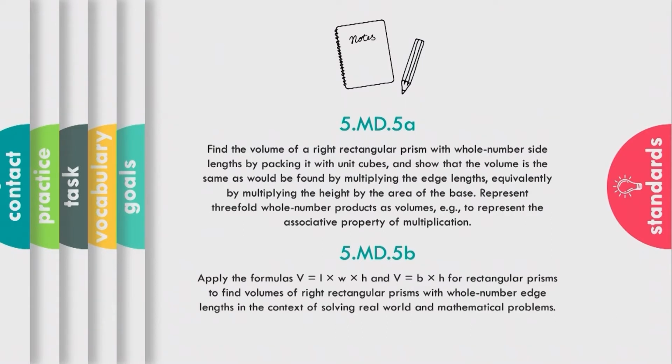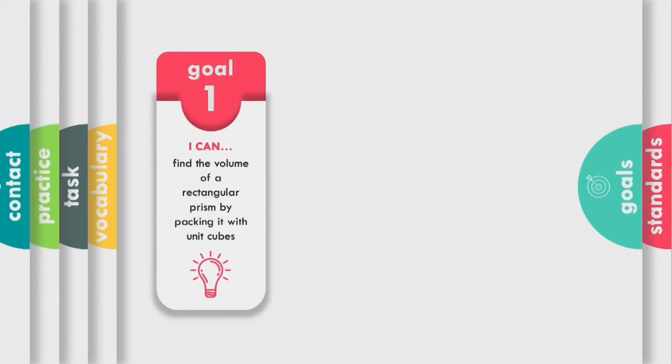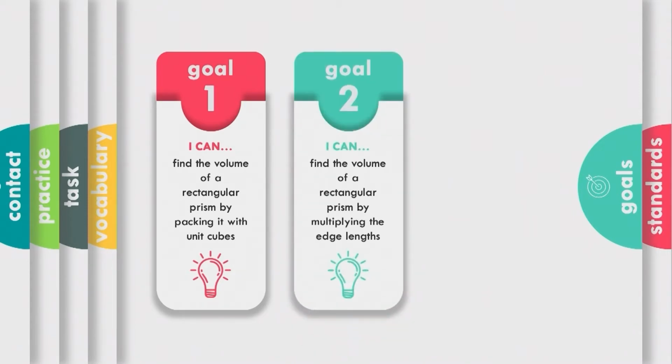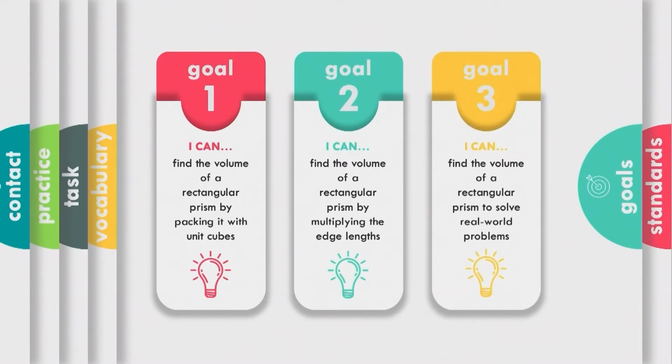Okay, so if you're sitting there reading through those standards and you're thinking, oh my giddy aunt, there are so many words in here that I am not familiar with and so many skills I don't know how to do, don't sweat it. I've actually taken these math standards and broken them down into 3 specific goals for our lesson today. In the first goal, we're going to be finding the volume of a rectangular prism by packing it with unit cubes. Our second goal is to find the volume of a rectangular prism by multiplying the edge lengths. And our third goal is to find the volume of a rectangular prism to solve real-world problems. Totally a piece of cake.